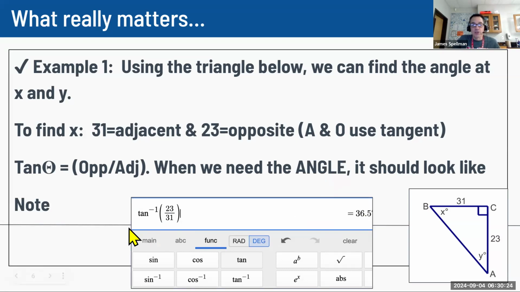We're done. Just a couple of notes using your Desmos calculator: to get to these functions down here, you've got to hit the function button, because when you open it up, these are not going to be there. So hit the function button, and it's going to change it to look like this on your calculator. And you're just going to click the tangent -1.